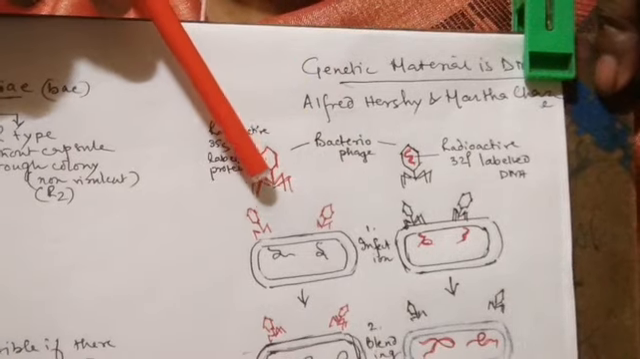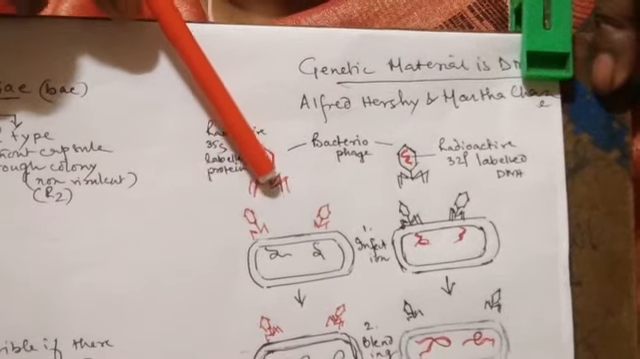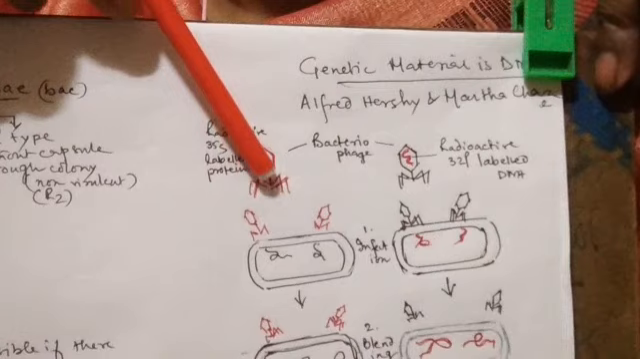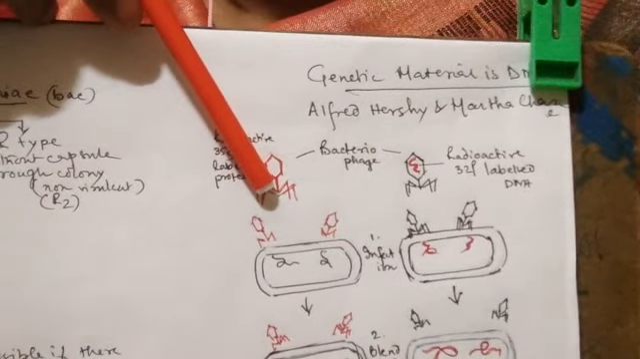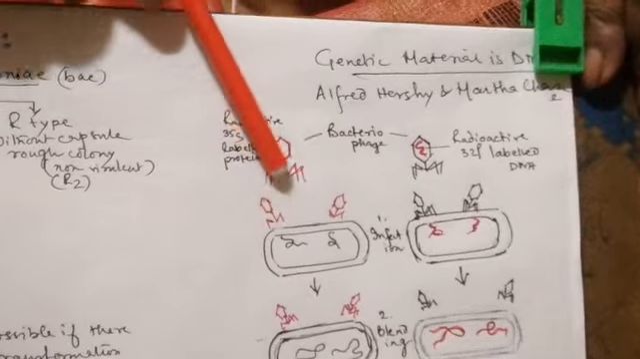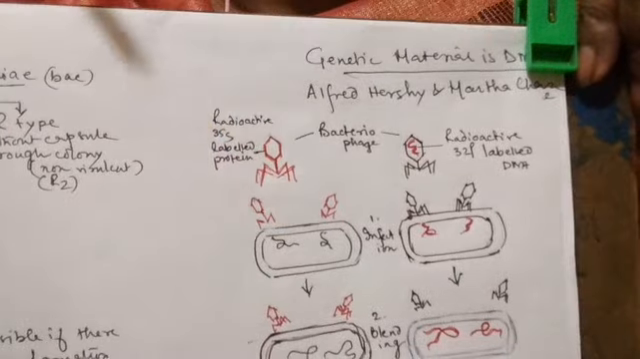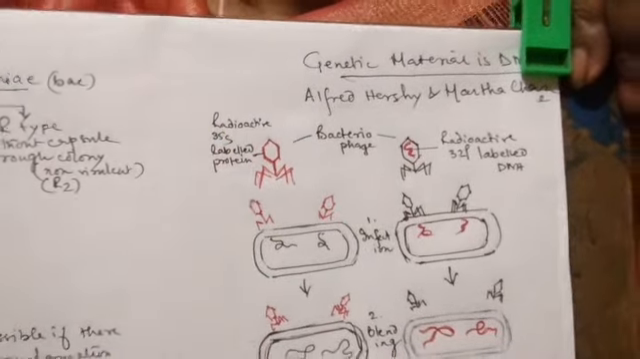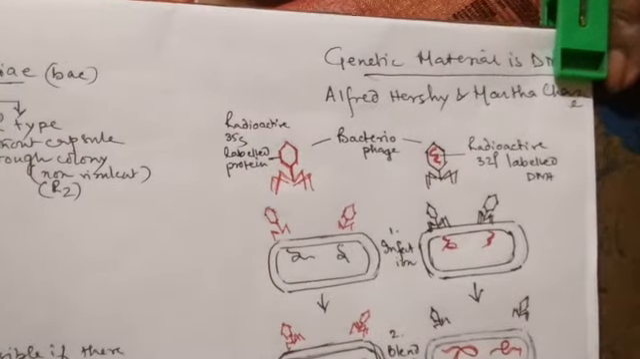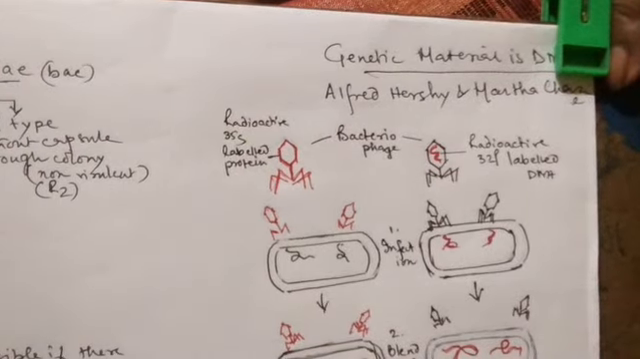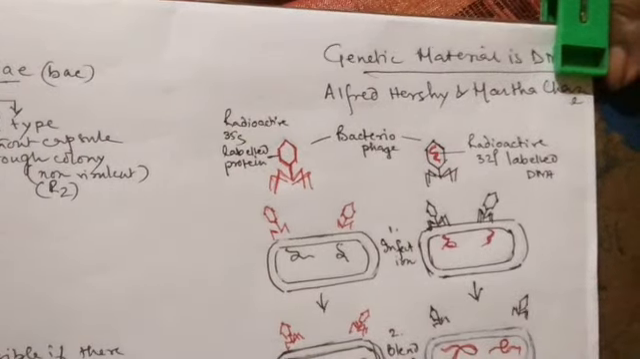They took the bacteriophage, T2 bacteriophage. Bacteriophages are the groups of viruses which attack bacteria. So they took the T2 phage and they took the Escherichia coli. The bacteria was Escherichia coli and the virus was the T2 phage.